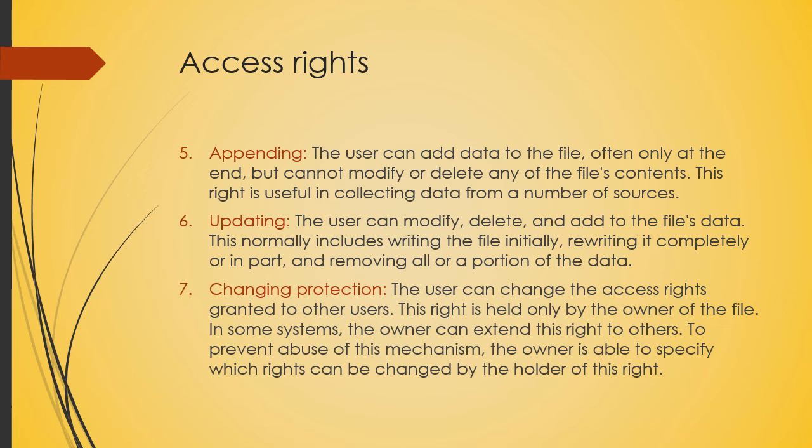I grant you the changing protection right on this file. This means that now you can also grant access to the file ABC apart from me. You are not the owner of the file, but since I have extended this access right to you, you can also grant access to other users. Suppose that I want you to only grant the reading access to other users. So there are ways in which I can grant you the changing protection access right, but I can also limit the actions that you take or the rights that you grant.